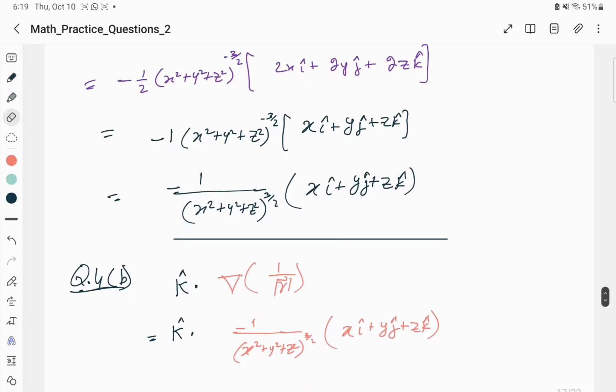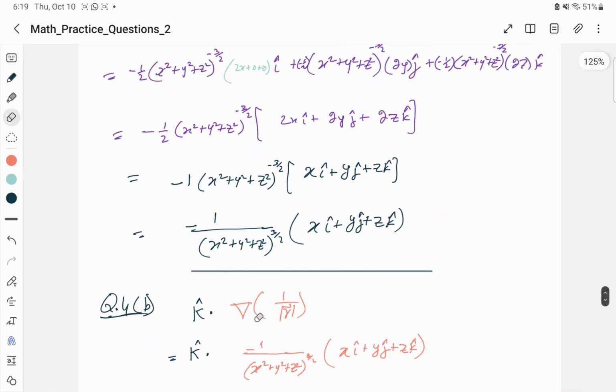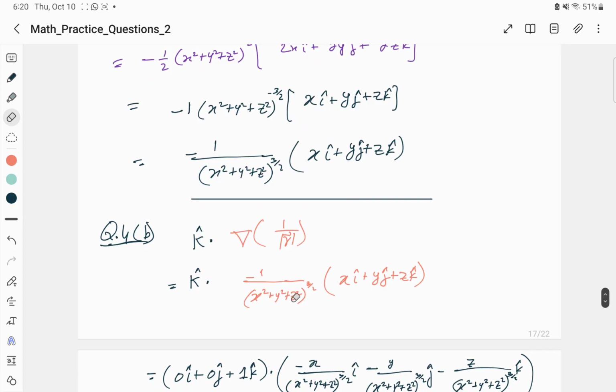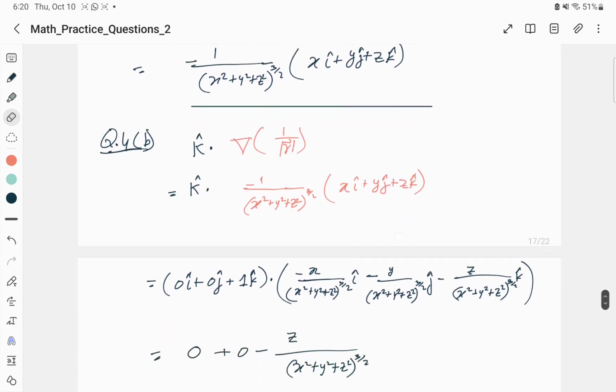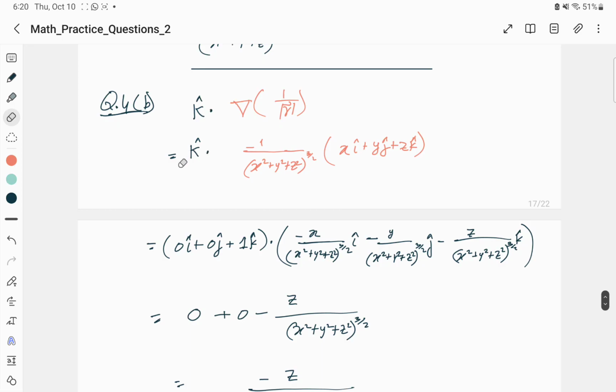Question 4 part B is asking for k dot the gradient operator applied on 1 over r magnitude, which we have already calculated in part A. This is the answer of that expression from part A. Now we are going to take the dot product of two vectors. The first expression, this k unit vector, can be written as 0i plus 0j plus 1k, and here I moved this expression with every component. This is negative x over the same expression for i, then the y component, and then the z component.